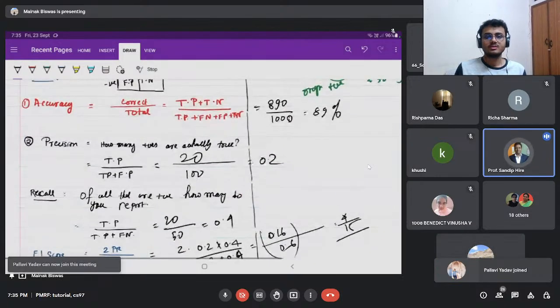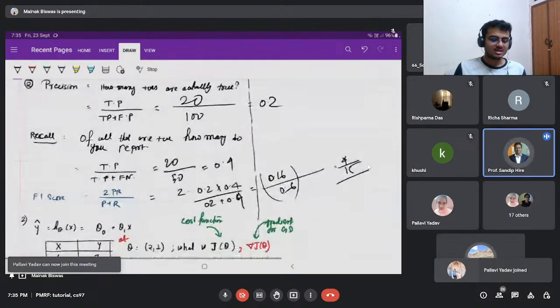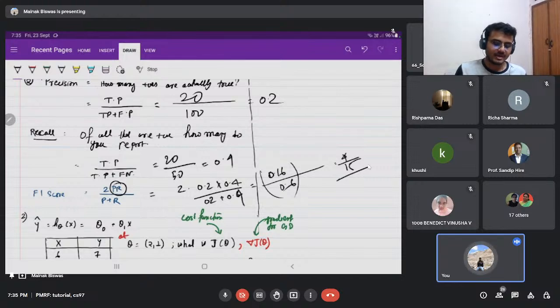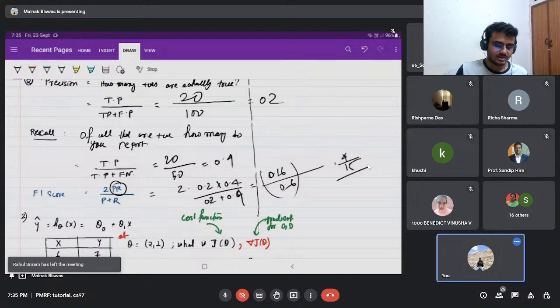Could you please repeat the F1 score? F1 score is the product of precision and recall divided by the sum of precision and recall, times two. The maximum F1 score is also 1, when P and R are equal to 1.